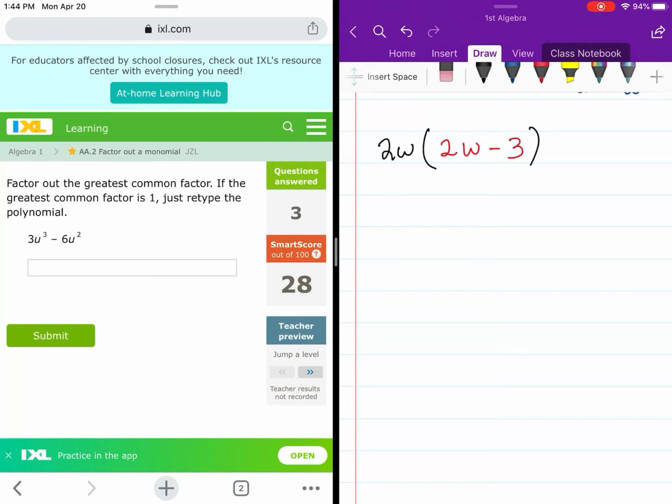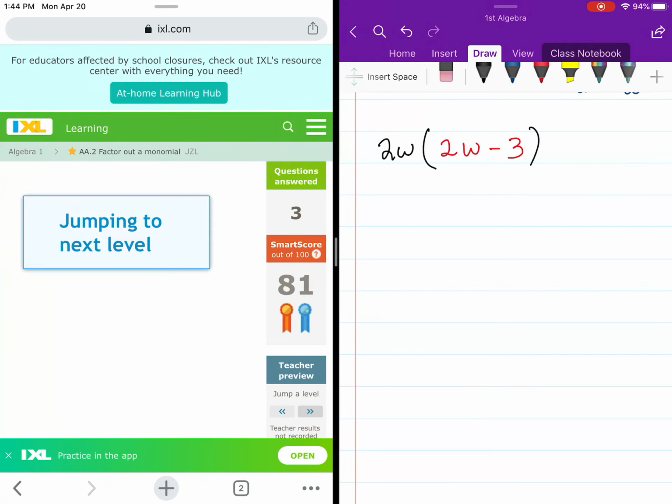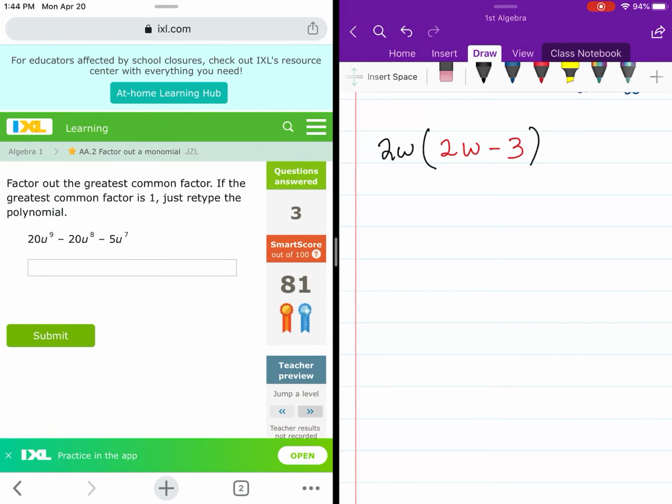So I'm going to go ahead and jump up a level. This is very similar, so they're going to keep being the same type of question. This is still the same type of question. So from both of these numbers, I could divide out a 5 and a u squared. I'm going to jump up another level because this is still very, very similar. Okay, I'm going to jump up another level.